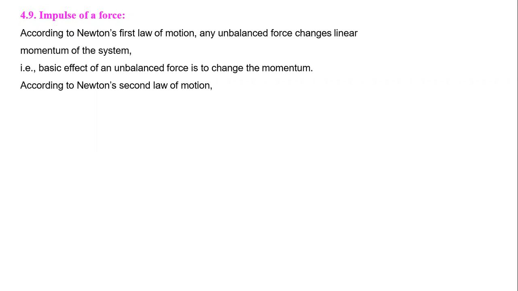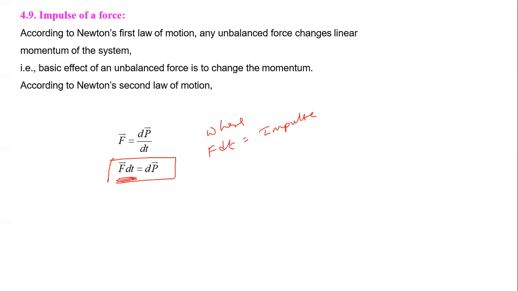Now we can write by Newton's second law of motion. You know that F is equal to dp by dt. So by this formula, I can write F into dt is equal to dp. So this F is the force, dt is the time, dp is the change in momentum. So force into time is called impulse. So F into dt is impulse. So basically impulse is a force multiplied by time.